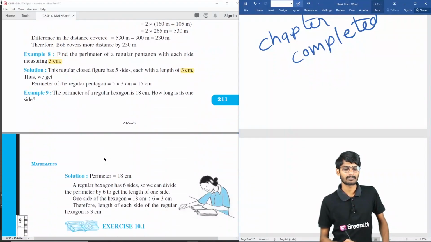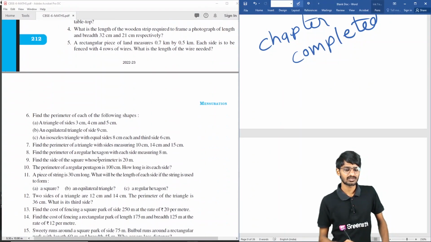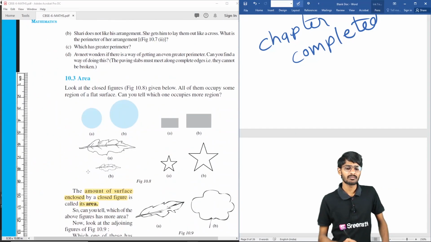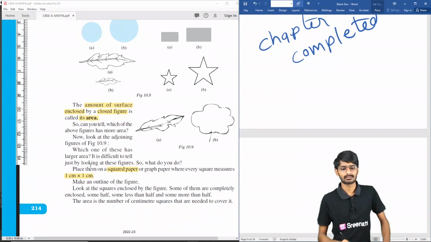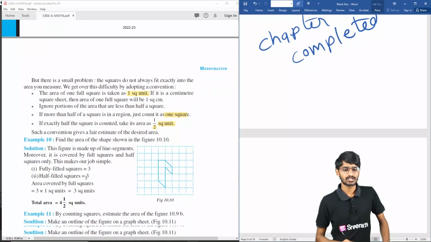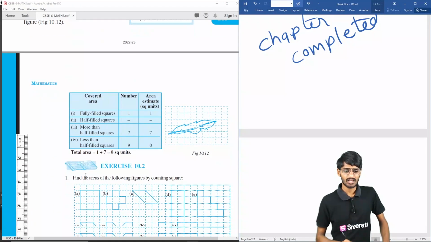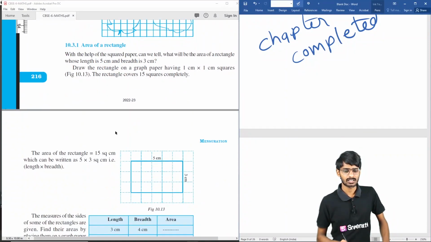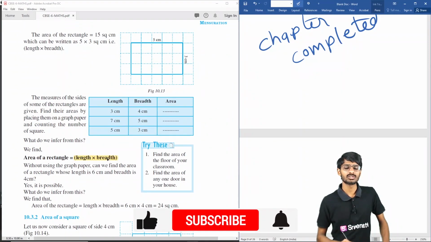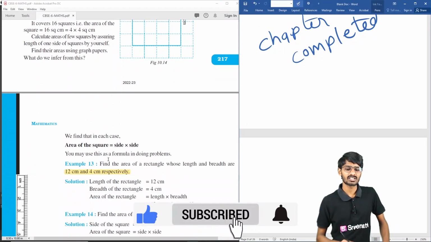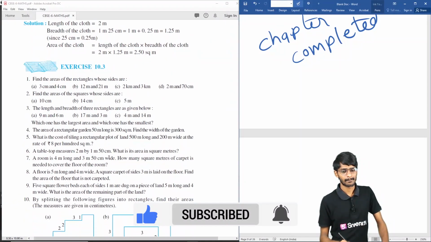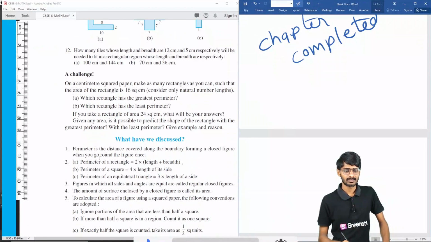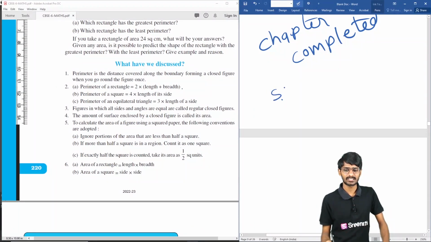After that we discussed area. Area is the amount of surface enclosed by some figure. The area of a rectangle is length into breadth, and the area of a square is side into side. That's it, students. Our chapter is completed, and our summary is also completed.